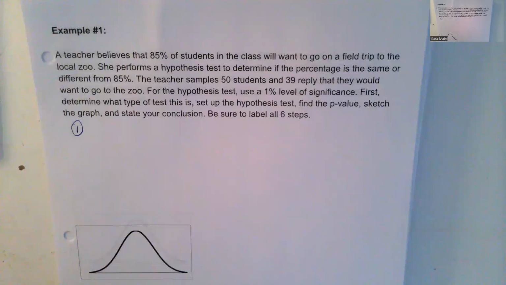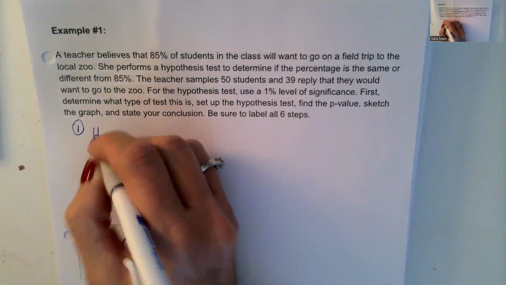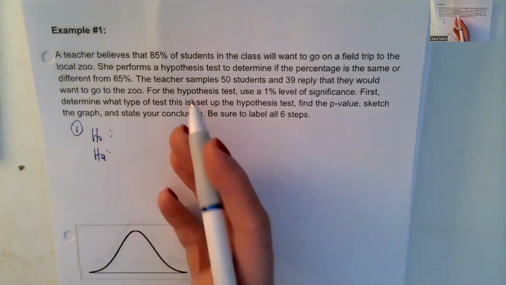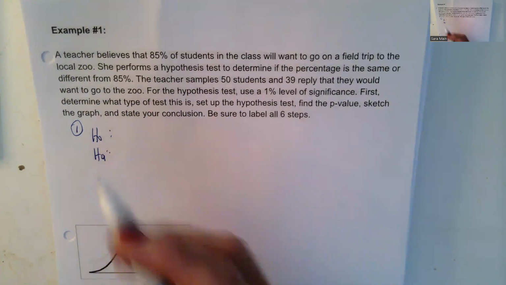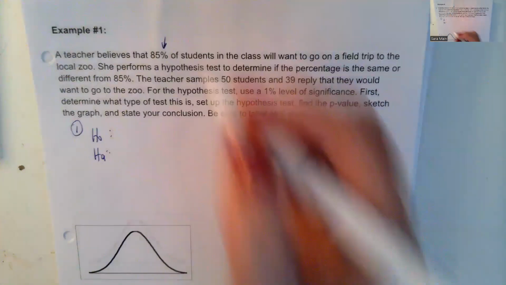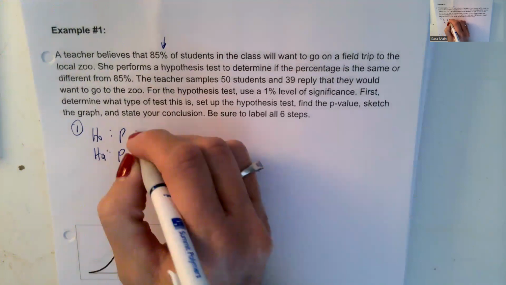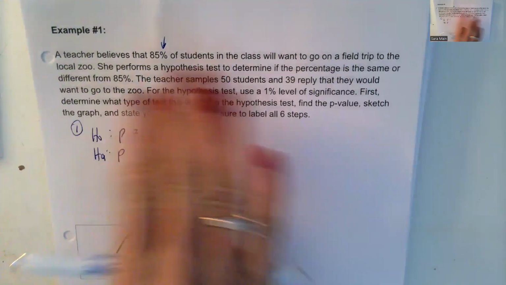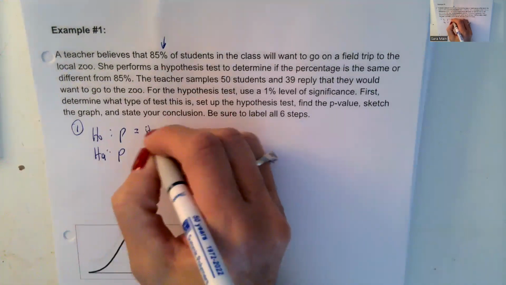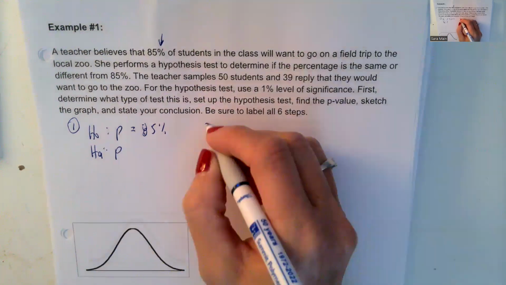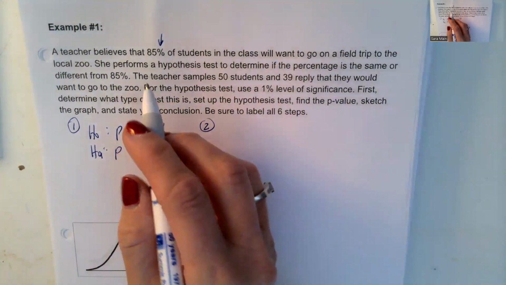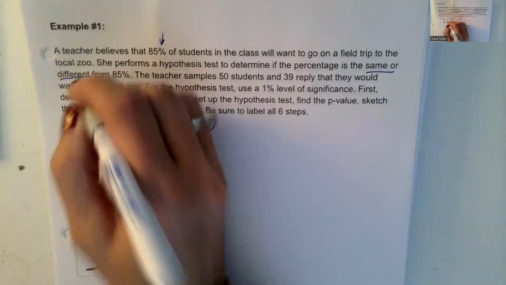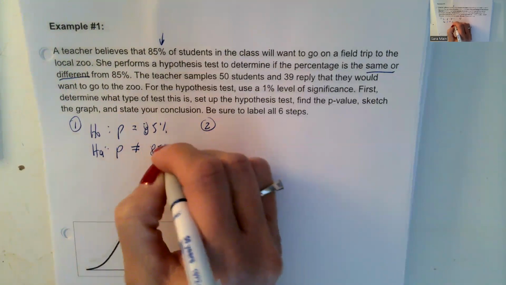So, first of all, we have to go through and decide what symbol are we using. Means, which is mu, or p for proportion. Because we're talking about percents, we're talking about p. The H0 is always an equal to, and it's what they think is already true. So that would be the 85%. But she wonders when she does her sample if it's going to be the same or different. So that means we're doing a not equal to 85%.